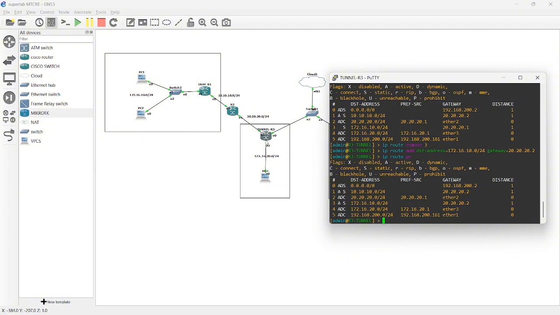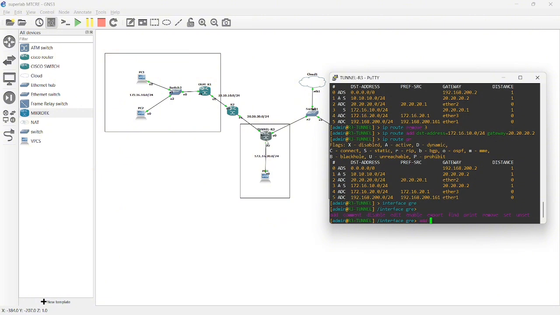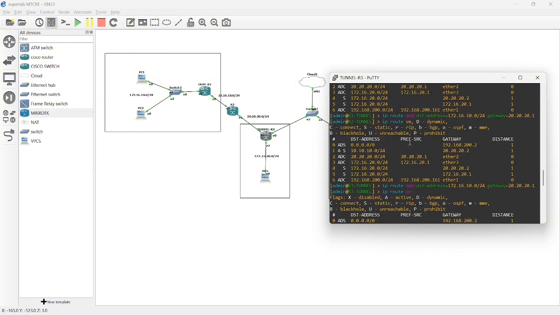Okay, so SPF can ping to static route, and the status is AS or active static and active dynamic. Okay, next, static and dynamic is connected. Next, we make the tunnel GRA.